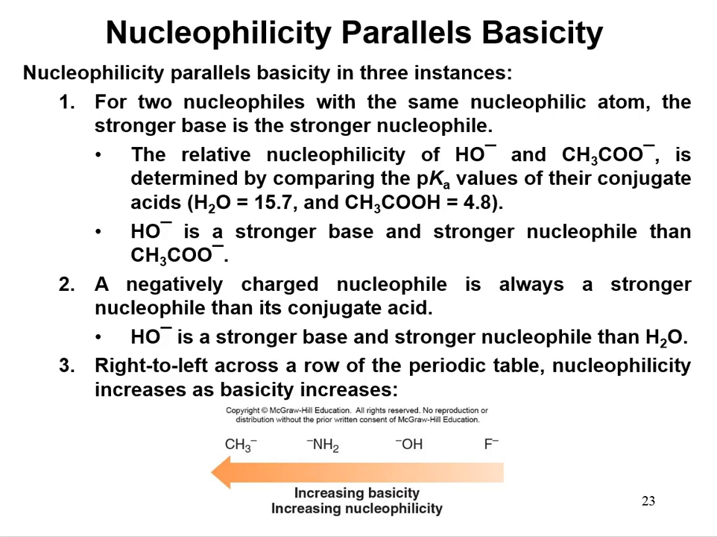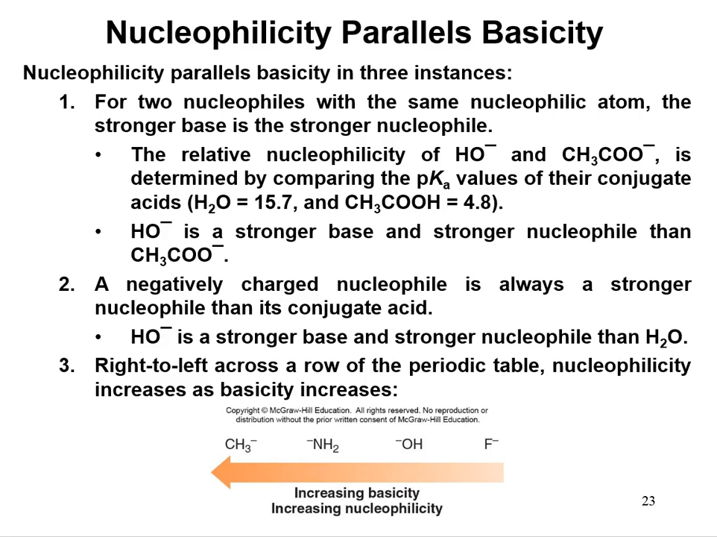Now there are some parallels between nucleophilicity and basicity. Three instances are pointed out here. Read this together with me, beginning at number 1. For two nucleophiles with the same nucleophilic atom, the stronger base is the stronger nucleophile. The relative nucleophilicity of hydroxide and acetate is determined by comparing the pKa values of their conjugate acids.